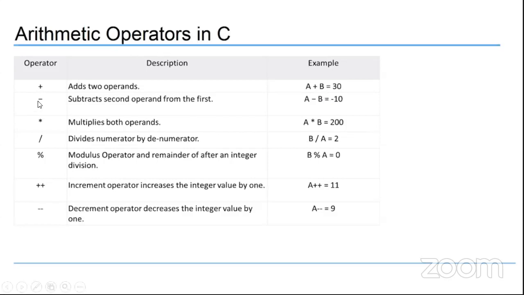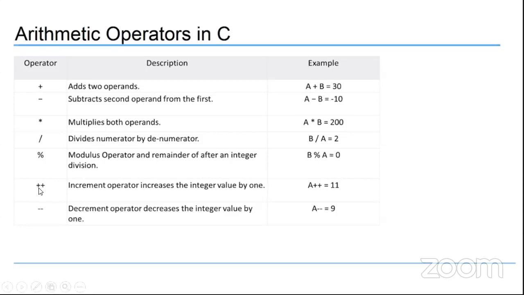Second, subtract; people might know star is for multiplication, and a single forward slash divides. The modulo function gives the remainder after integer division. Suppose I am dividing 3 by 2, I'll get a remainder 1. So if I use b modulus a, where b is 3 and a is 2, I'll get the answer 1, which is the remainder when I divide b by a.